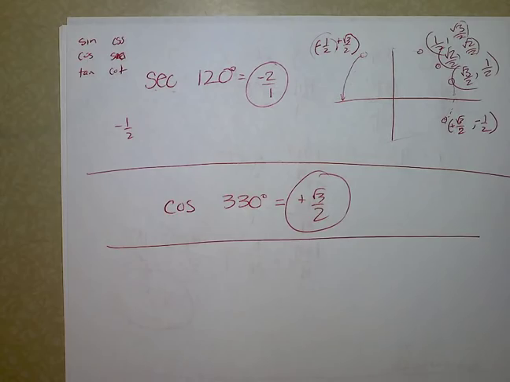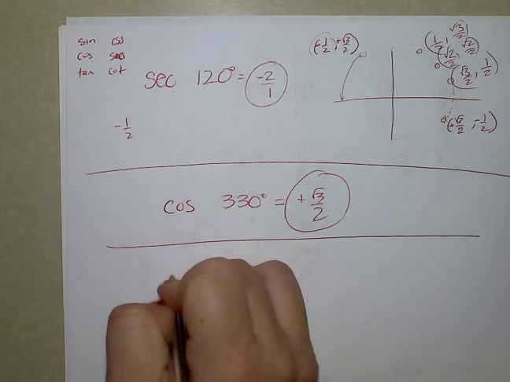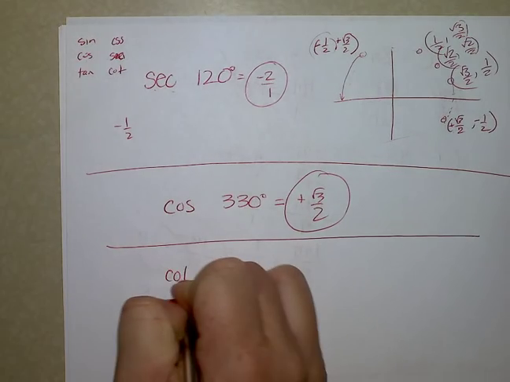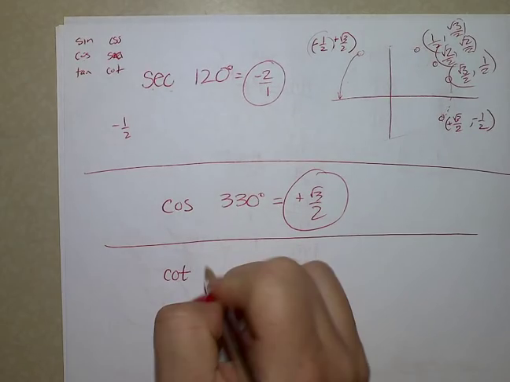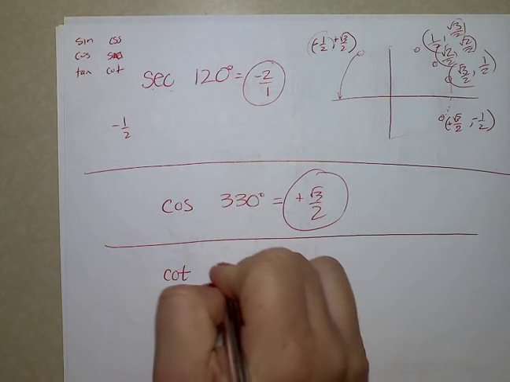Your third one. Find the cotangent. Find the cotangent of 5 pi over 6.